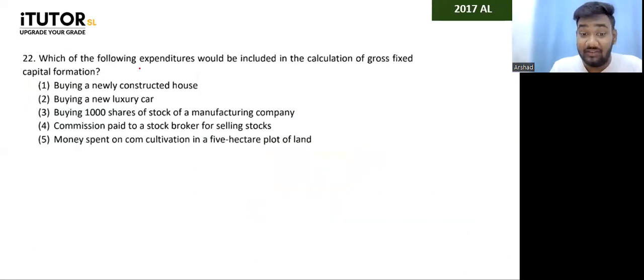22. Which of the following expenditures would be included in the calculation of gross fixed capital formation? Buying a newly constructed house, buying a luxury car, buying 1,000 shares, commission paid to a stockbroker, money spent on corn cultivation. I did explain this. There is some sort of expenditure made by households, but you don't include it under private consumption. You include it in gross fixed capital formation. Which one is that? Answer number 1, right?